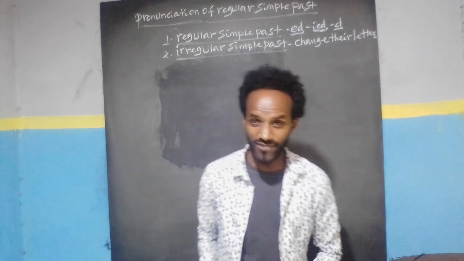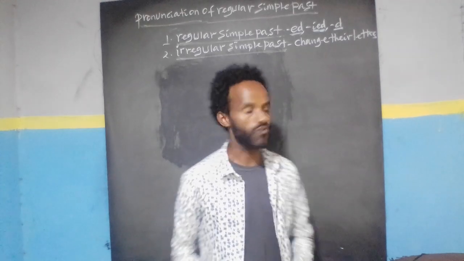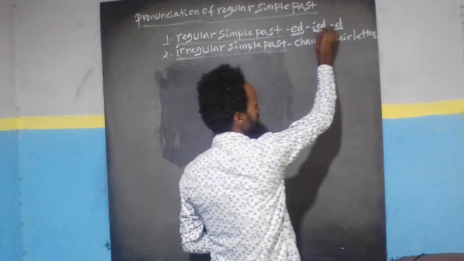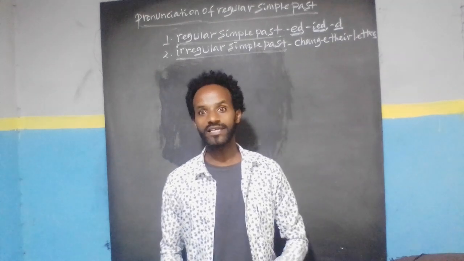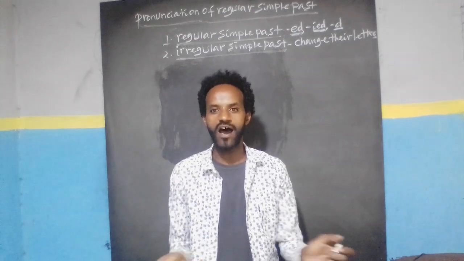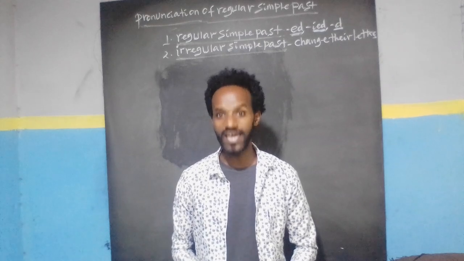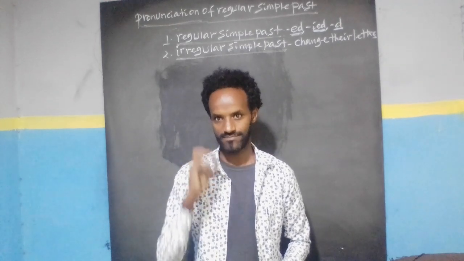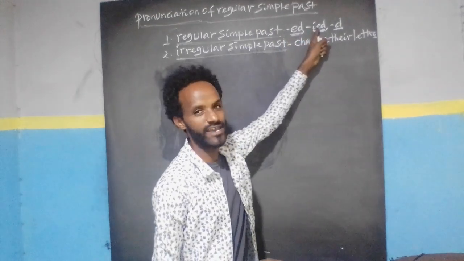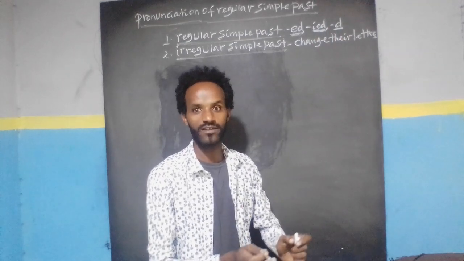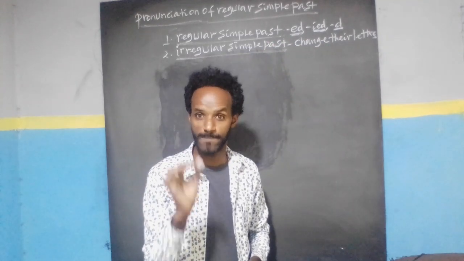Good students. Regular verb means, as the name indicates, a kind of verb that ends with three suffixes: ed suffix, ied suffix, and d suffix. When I say suffix, I mean a letter or a group of letters that can be added or attached to the end of any base verb or root word, and that is called the suffix. Good. So if you add ed, ied, and d to any base verbs to make the simple past, you call such a verb a regular simple past.